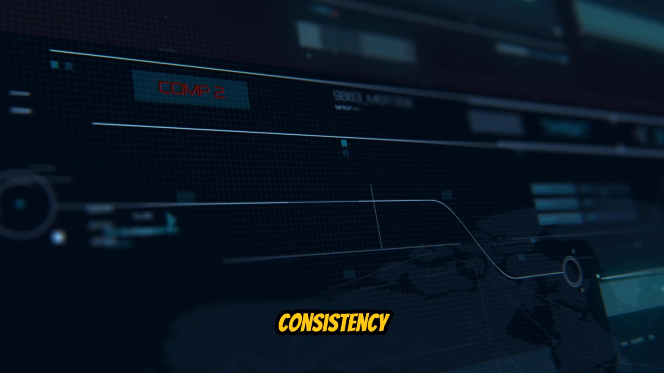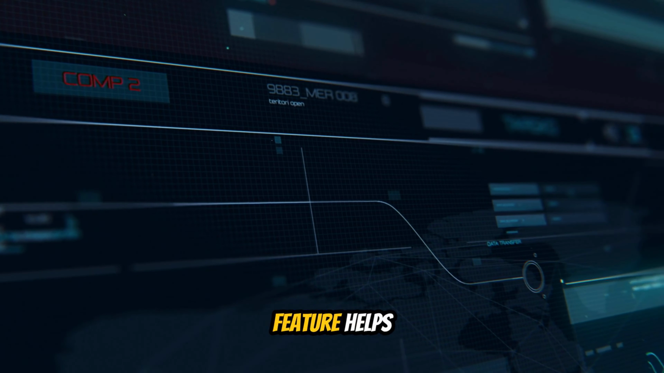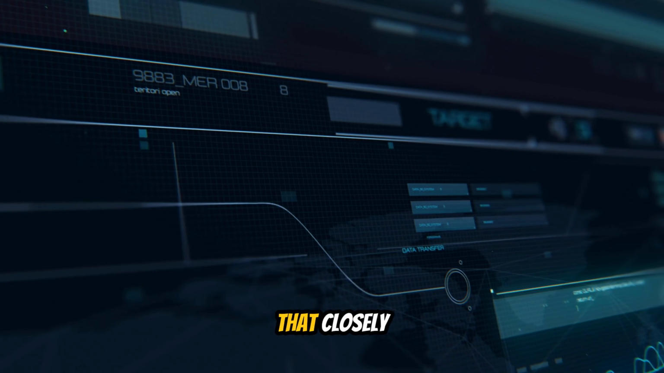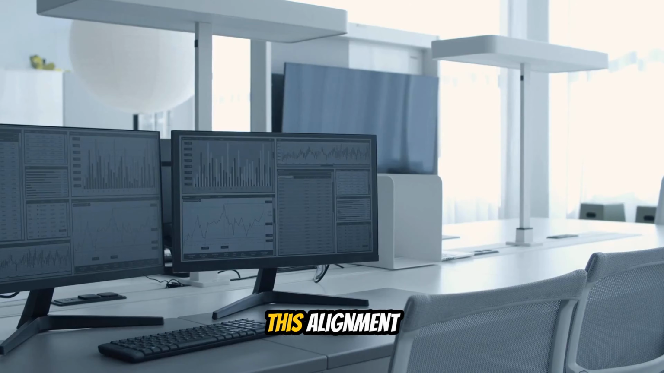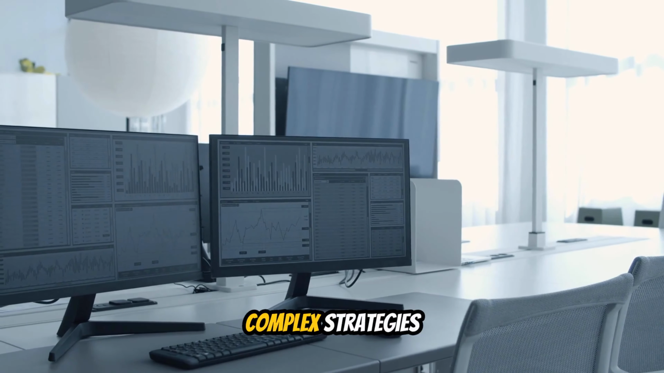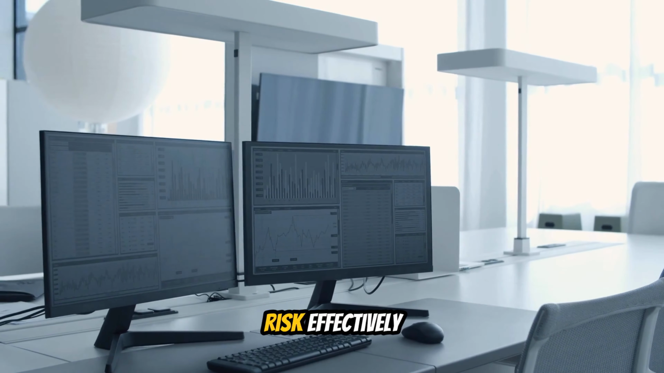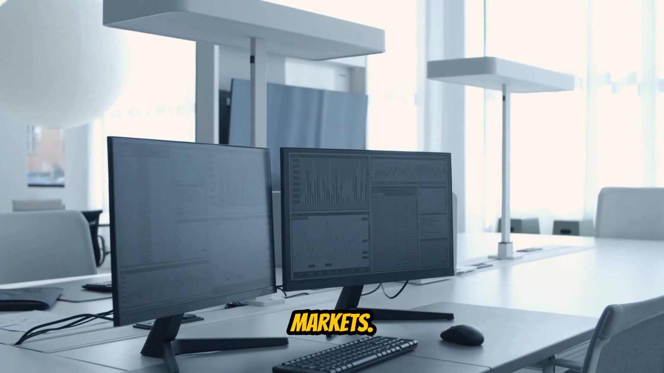By maintaining consistency in margin settings, the feature helps followers achieve results that closely match those of the traders they are copying. This alignment is crucial for executing complex strategies and managing risk effectively in volatile markets.